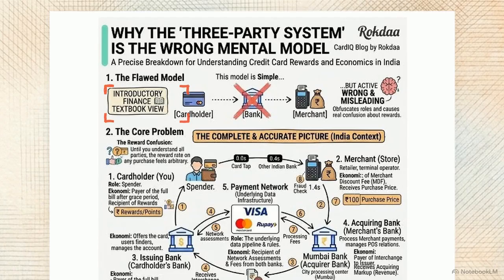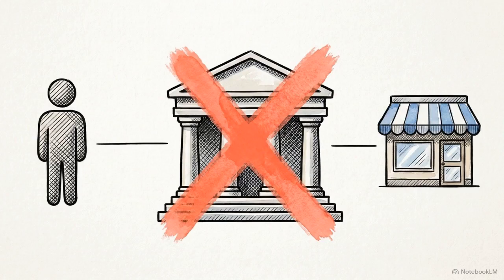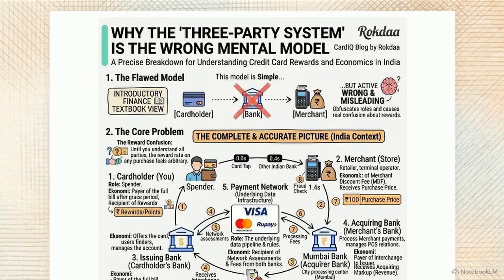This introductory textbook diagram shows how most consumers think credit cards operate. It maps a simple line from the cardholder to the bank to the merchant. To understand where the money for your rewards actually comes from, you have to discard this model entirely. Treating credit cards as a three-party loop hides the entities that actually dictate the economics of the transaction.